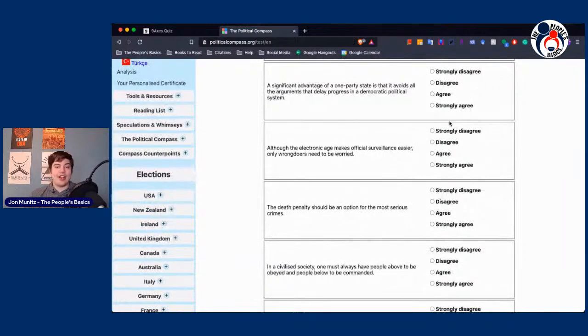Next, the significant advantage of a one-party state is that it avoids all the arguments that delay progress in the democratic political system.